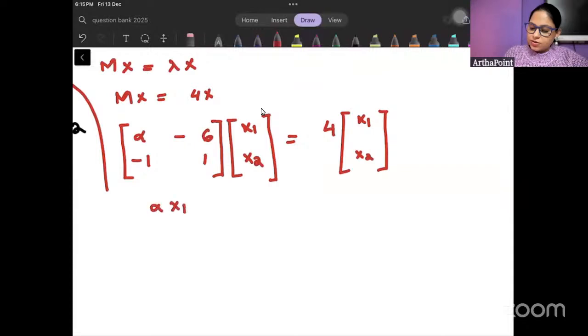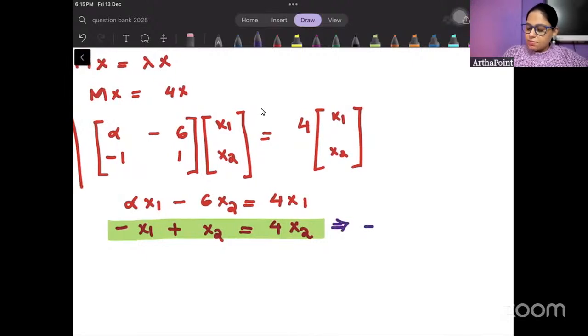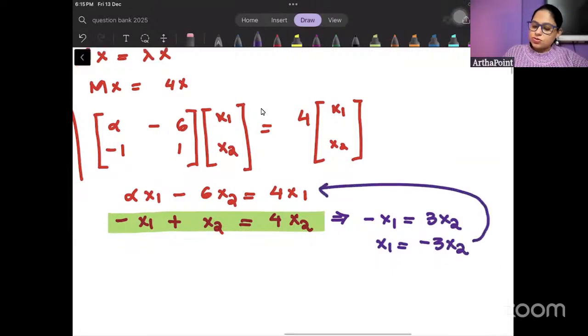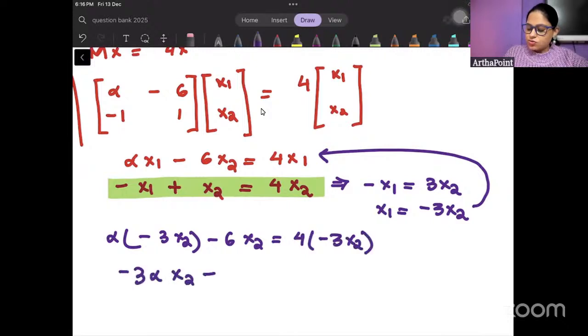So you will get alpha x1 minus 6x2 equal to 4x1. And you'll get minus x1 plus x2 equal to 4x2. Right? Solve the second equation. So what will you get? You will get minus x1 equal to 3x2. So x1 will be minus 3x2. Put this in the first equation. What will you get? Alpha into minus 3x2 minus 6x2 equal to 4 into minus 3x2. So you will get minus 3 alpha x2 minus 6x2 equal to minus 12x2.